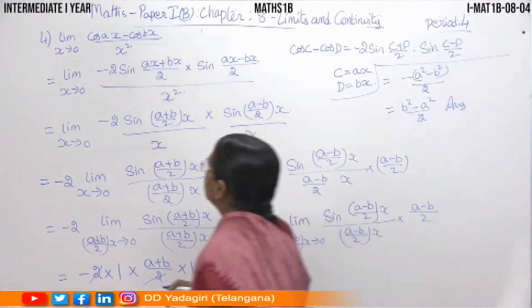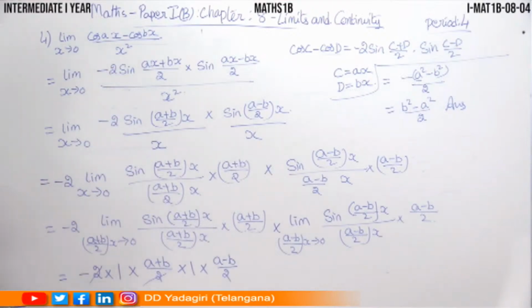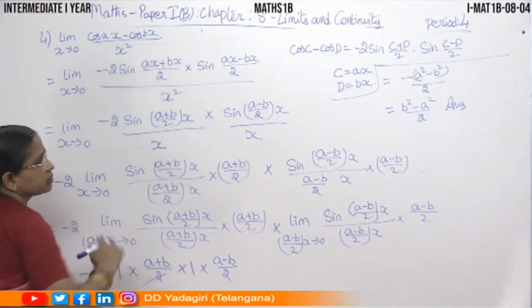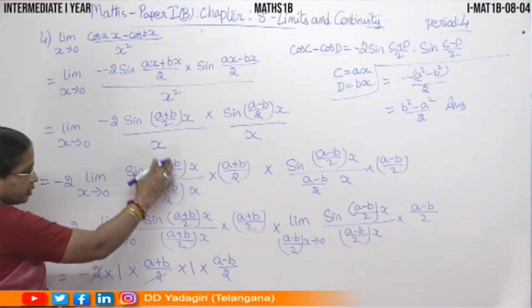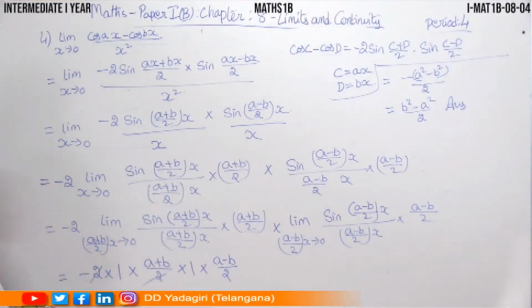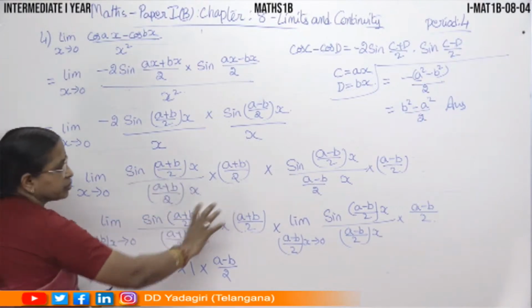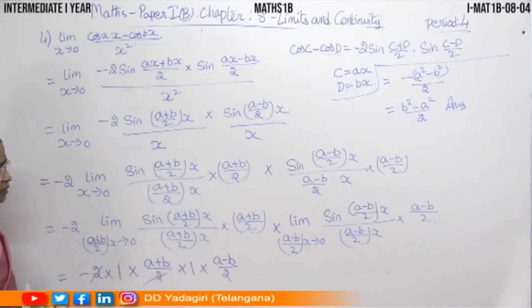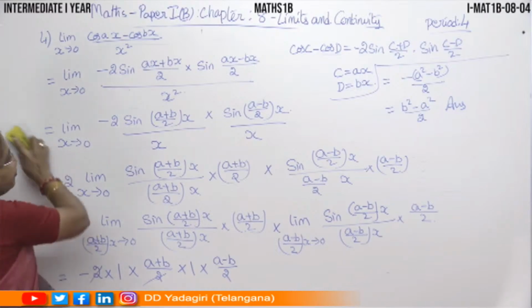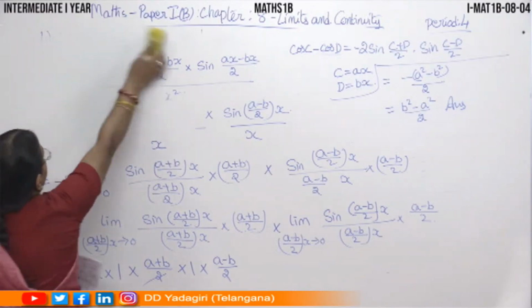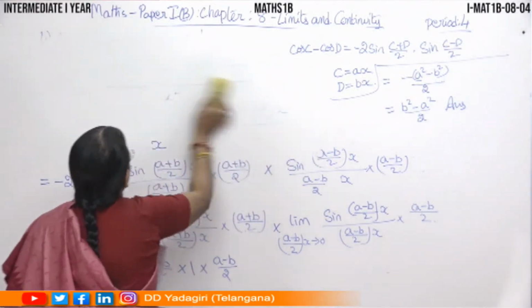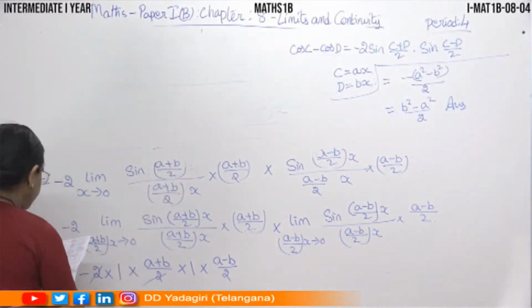So like this we do. It is just the trigonometry formula, the cos C minus cos D formula, but you must reduce it to the standard form like this. Multiply and divide by (a plus b) by 2. Here the expressions look lengthy, but it is easy to write the factors. Okay, now next problem.